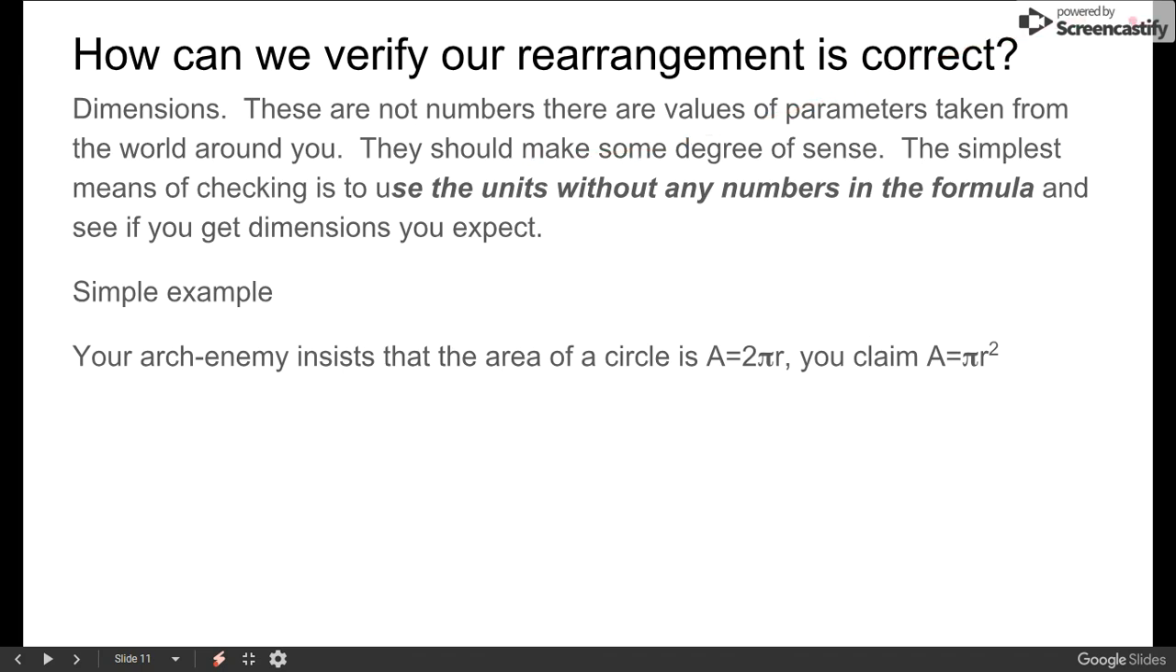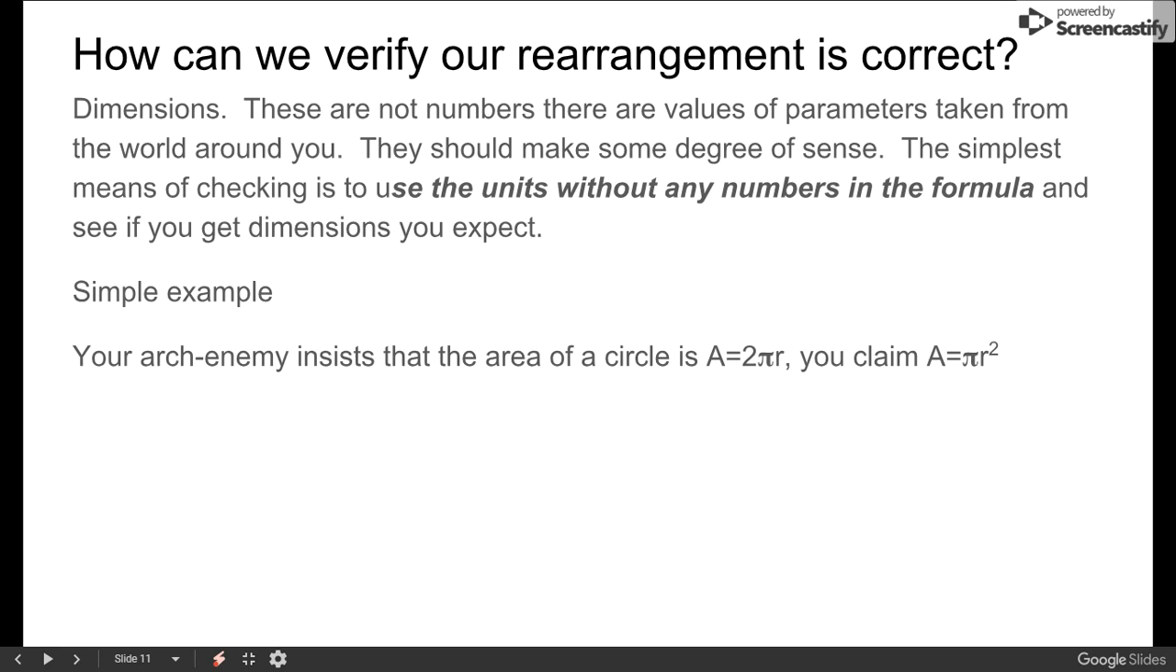What we need to do in physics is keep those dimensions. Now, what is called dimensional analysis is to look at these numbers with their dimensions and go, does this answer make sense in the real world? So the dimensions on these numbers, they are values of parameters taken from the world around you. They should make some degree of sense. The simplest means of checking is to use the units without any numbers in the formula and see if you get the dimensions correct.